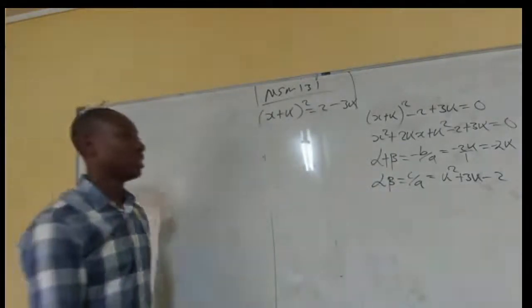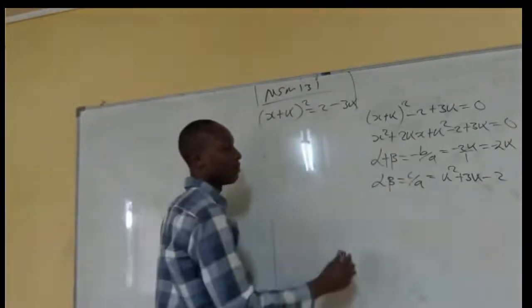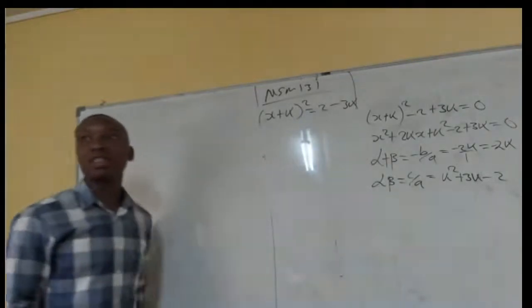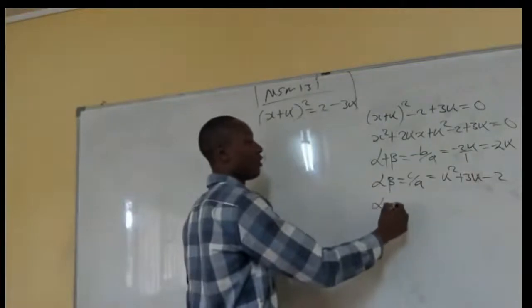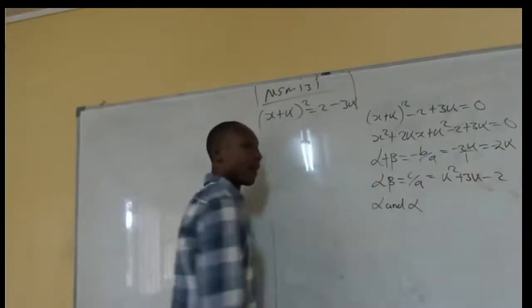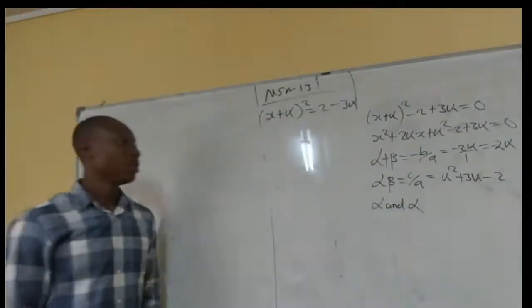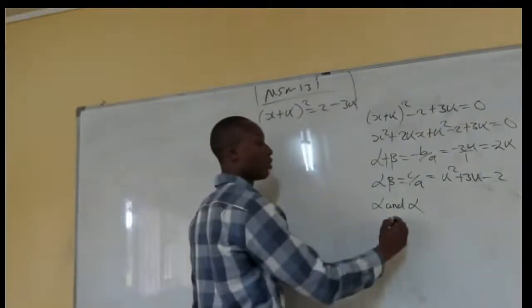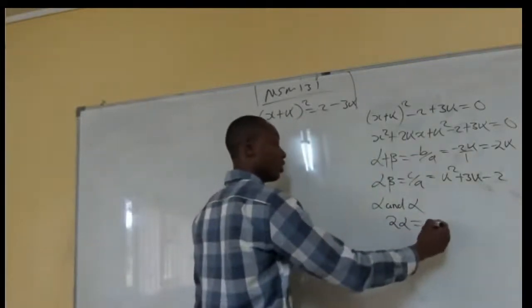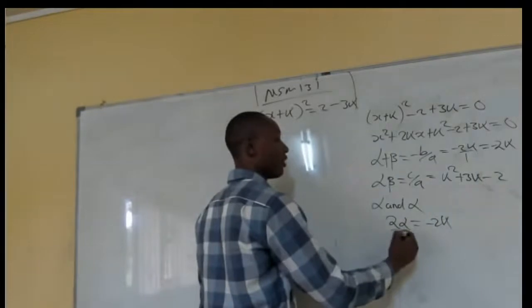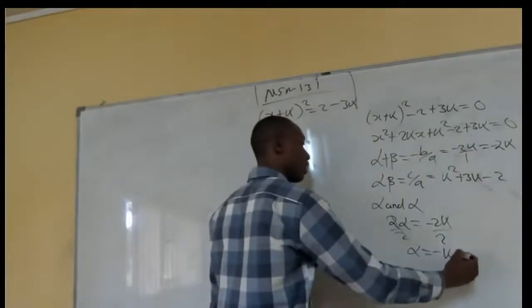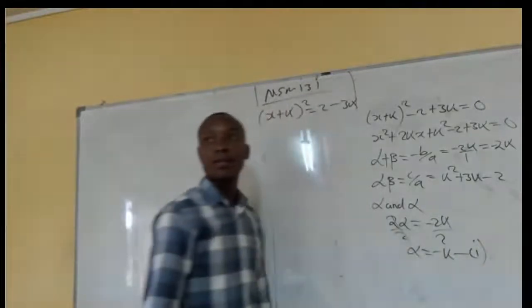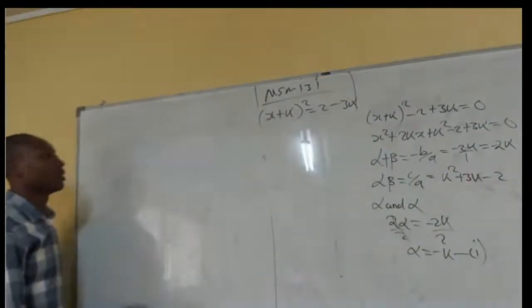Now the roots that we're dealing with are no longer alpha and beta, but the stated equation says that it has got 2 equal roots. So the roots in question are alpha and alpha. This sum becomes 2 alpha = -2k. If I make that the subject, alpha = -k. This is equation 1.